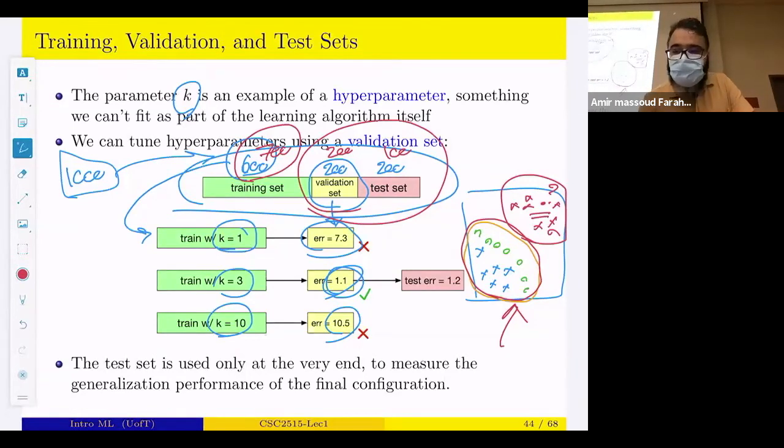Okay, I guess that also answered the next question. The question is, for k equal to 1, why would the error be 7.3 on the validation set? Shouldn't it be 0 because all points are classified to that single neighbor? Just remember that when you run KNN on the validation set, KNN finds the closest point in the training set. It only computes the distance to points in the training set. So the validation point probably is not within the training set.